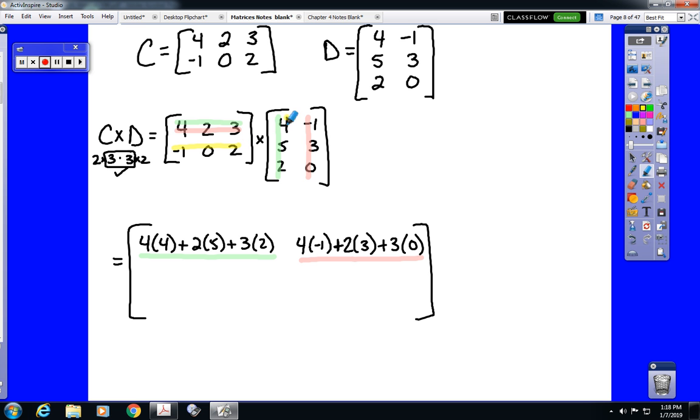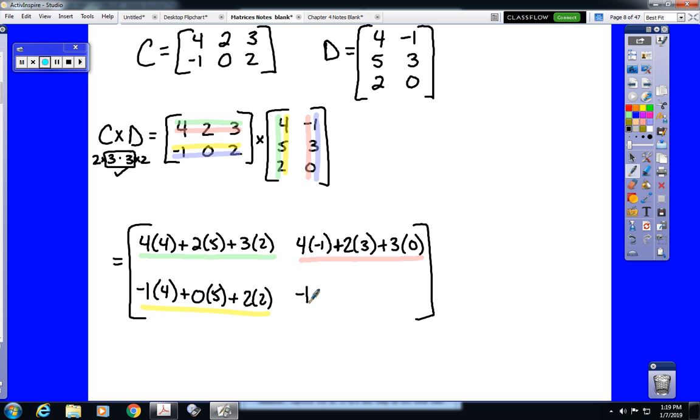Then we do row 2 times column 1. So first times first is negative 1 times 4 plus 0 times 5 plus 2 times 2. And then finally, row 2 times column 2. That's negative 1 times negative 1 plus 0 times 3 plus 2 times 0.